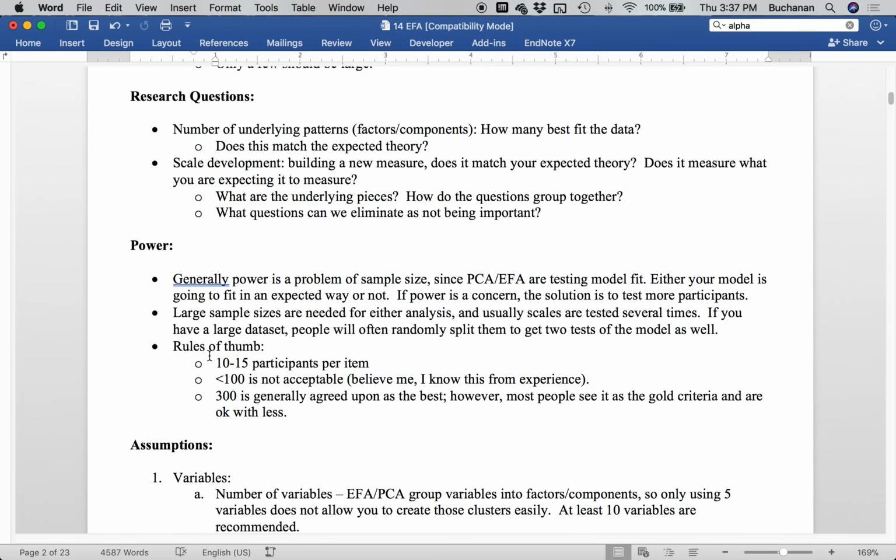We also could treat this from a scale development perspective, which is what I'm going to do because that's my specialty. We're building this new measure, and does that new measure match the theory? So do the questions do what I think they're supposed to do? Does question 1 actually measure, let's say of the Big 5, openness? And what are those underlying pieces? How are the questions grouping together? And what questions can we get rid of because they don't work the way we think they do?